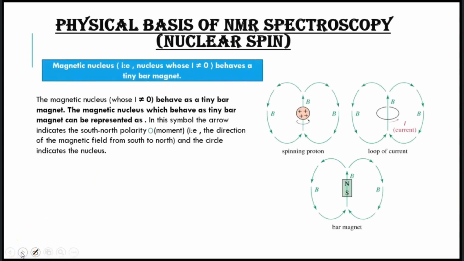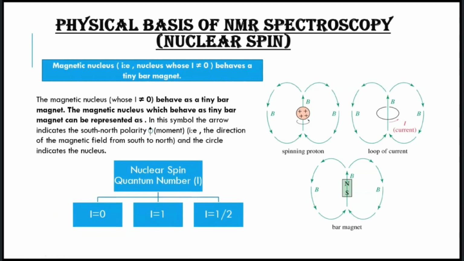Alright, so the very next topic that we are going to take into consideration is the physical basis of NMR spectroscopy, that is nuclear spin. So try to understand this thing: as I have already told you, the sample under consideration will have many nuclei, many proton nuclei. They all, in the ground state, are also spinning around their own axis.